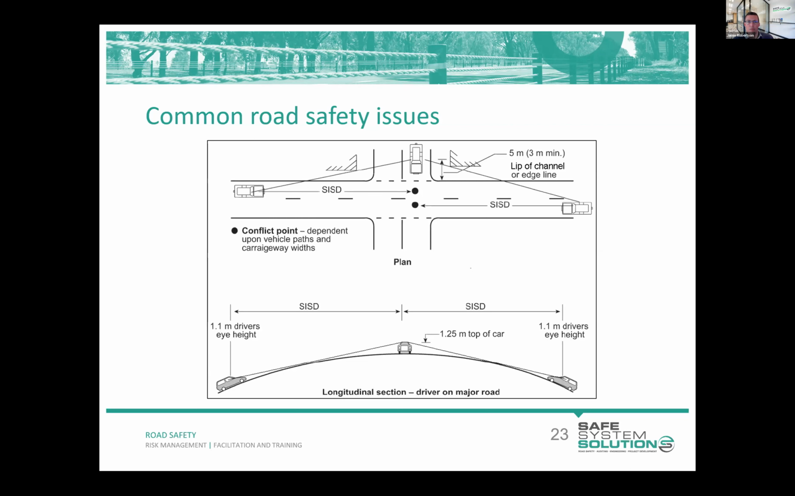SISD, on the other hand, you can see in the bottom part of the diagram here, is measured from driver eye height, or 1.1 metres, to the top of a car, 1.25 metres, which I think is sort of the 15th percentile height of a vehicle or something like that. Approach sight distance is another, which is numerically equal to stopping sight distance, but is measured from driver eye height to pavement level. That's important at intersections, particularly where you're looking to see hold lines, turn arrows, and these types of things. Yep. Thank you.